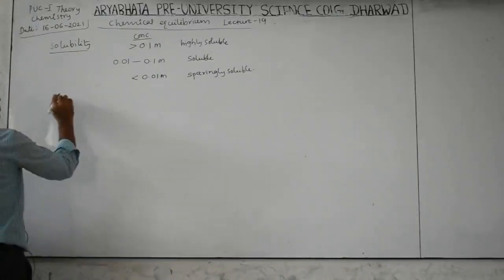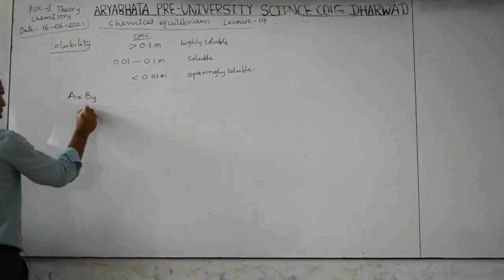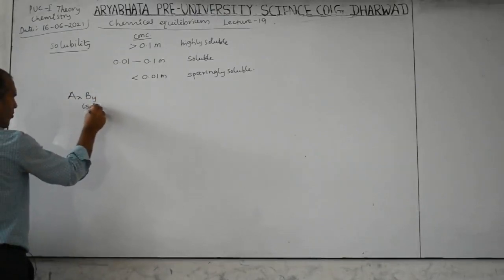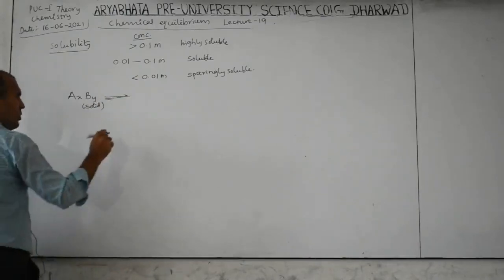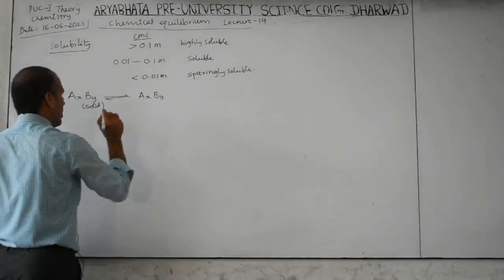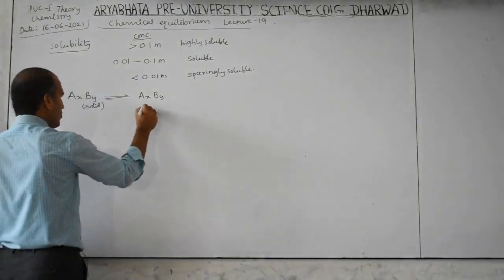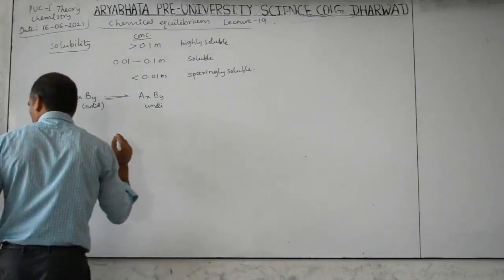Now consider this is AxBy, a solid. This is in equilibrium with AxBy undissociated, or unionized.